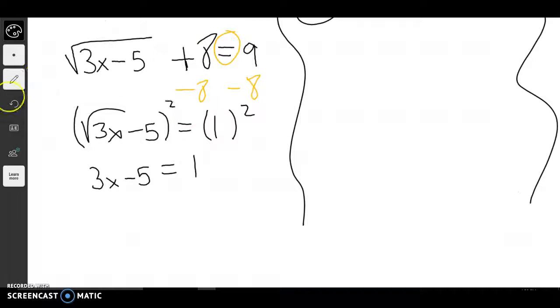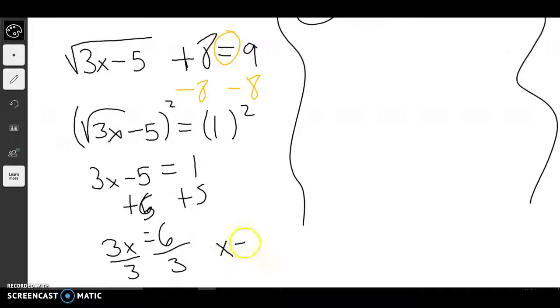Now I can solve the rest of this. So we're going to add 5 to both sides, and we're going to get 3x is equal to 6. Then we'll divide by 3 and divide by 3, and we'll get x is equal to 2.